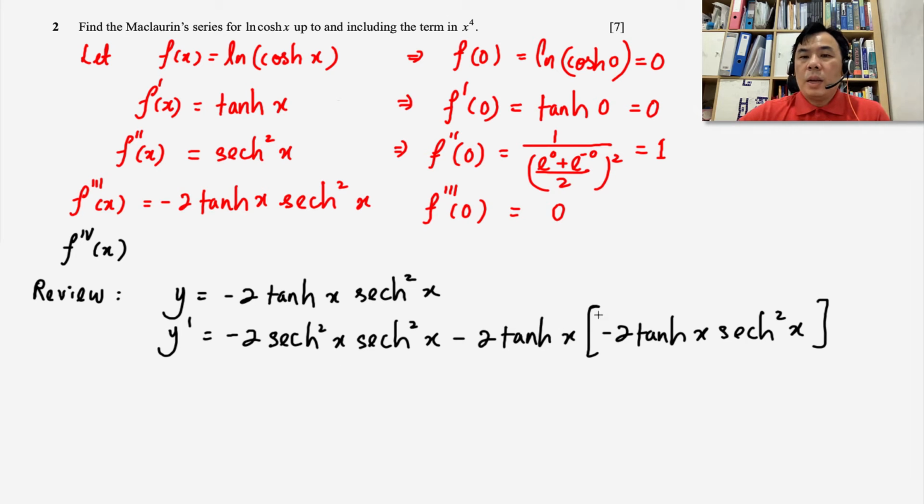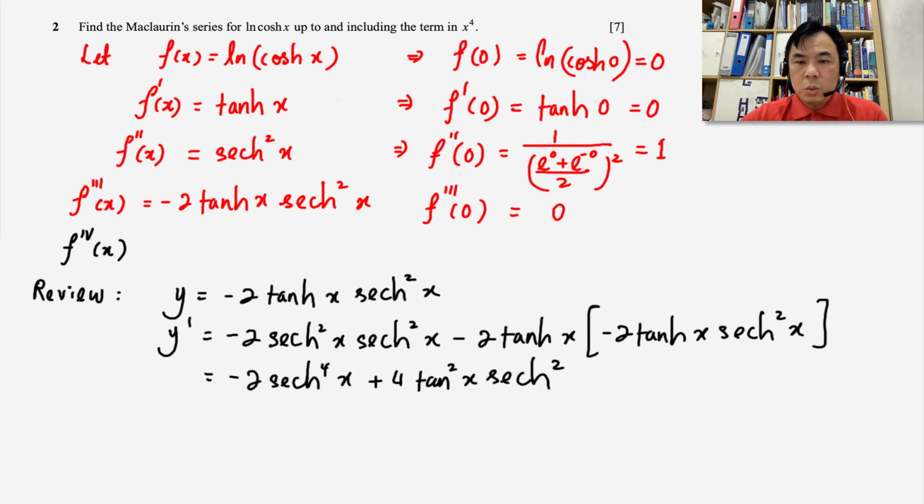All right. And then after that, I'll try my best to simplify as much as possible. And then that will yield a 4 tanh squared sech squared. So this is what we have. I would say that this is dy dx for this. Okay, maybe I write down another form. Okay, so that is our dy dx.